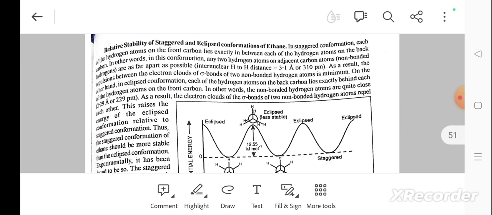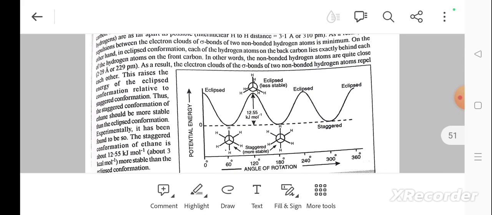On the other hand, in the eclipsed configuration, each of the hydrogen atoms on the back carbon lies exactly behind each of the hydrogen atoms on the front carbon. In other words, the non-bonded hydrogen atoms are quite close. As a result, the electron clouds of the sigma bonds of the two non-bonded hydrogen atoms repel each other, and this raises the energy of the eclipsed configuration relative to the staggered configuration.